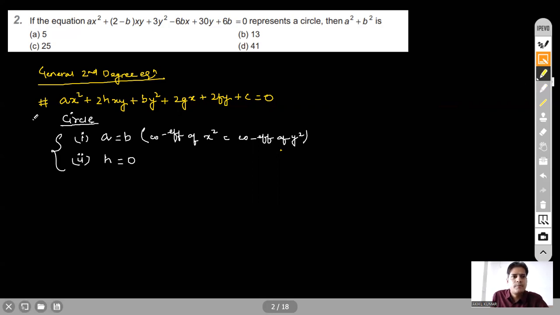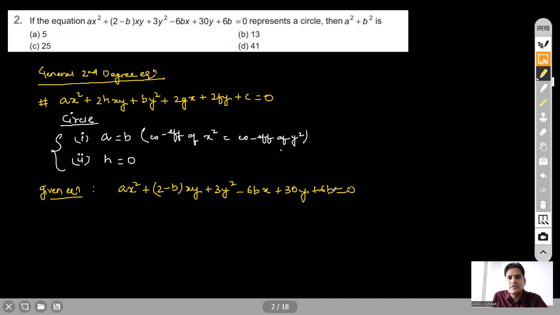So for this, the coefficient of x square must be equal to the coefficient of y square. Now what is the coefficient of x square here? Let me write the given equation. It is saying ax square plus (2 minus b)xy plus 3y square minus 6bx plus 30y plus 6b is equal to 0. Now it is saying that it represents a circle, then a must be equal to 3, means the coefficient of x square must be equal to the coefficient of y square.